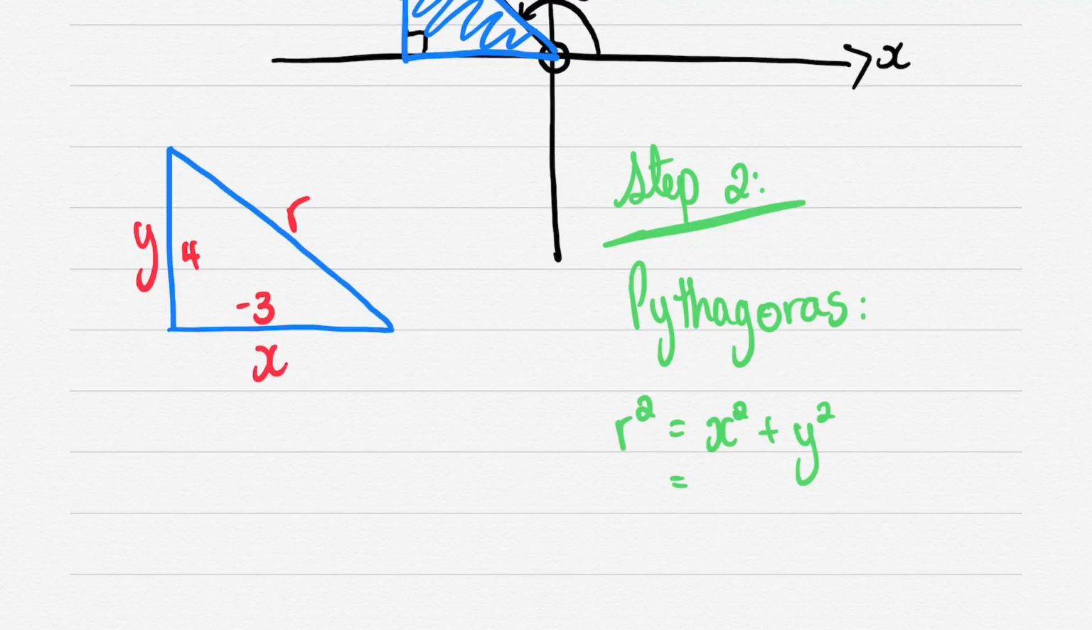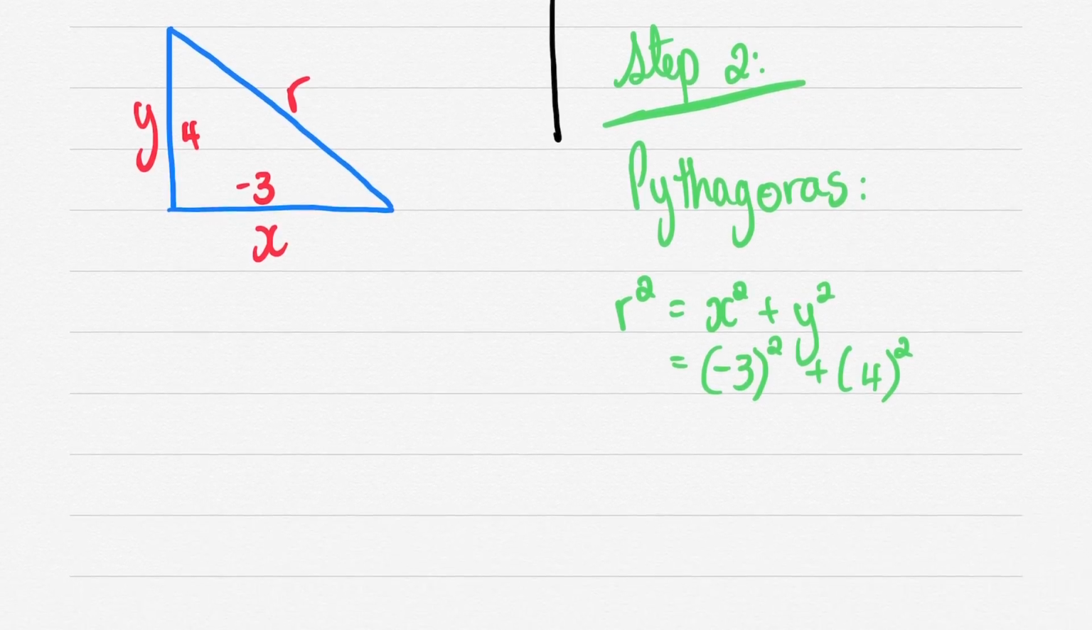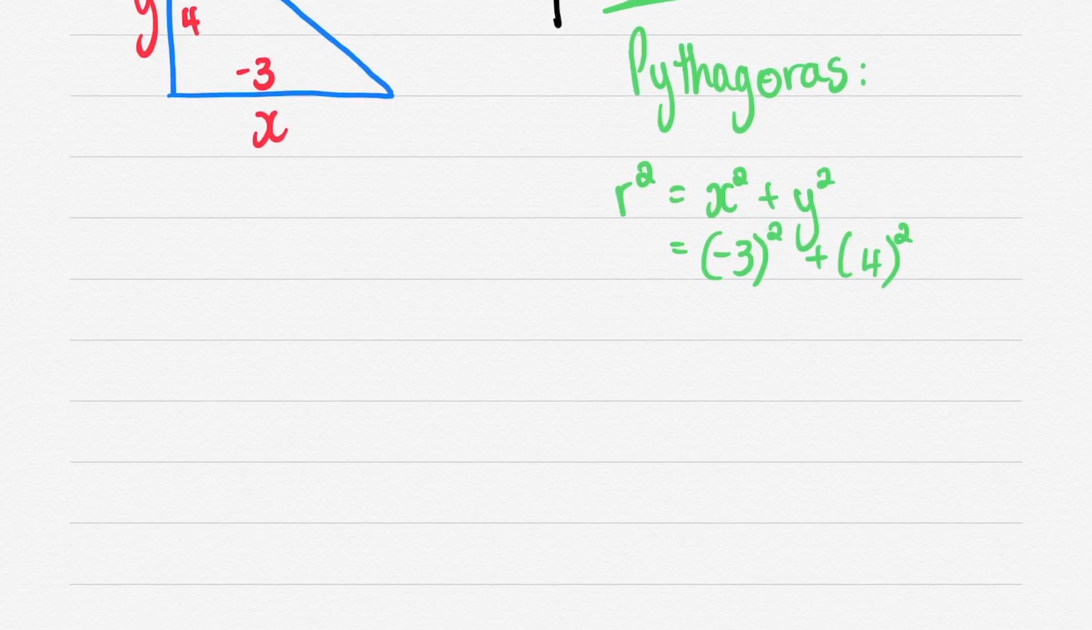Now, in step 2, we'll be tackling Pythagoras. Pythagoras works on a right-angled triangle, which is a 90-degree triangle. So you need to make sure, once again, 90 degrees is of paramount importance. So you've got r squared is equal to x squared plus y squared.